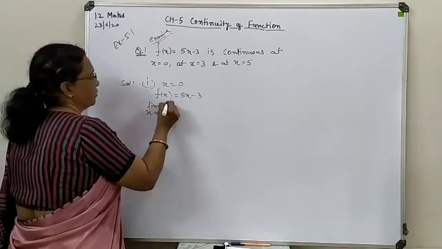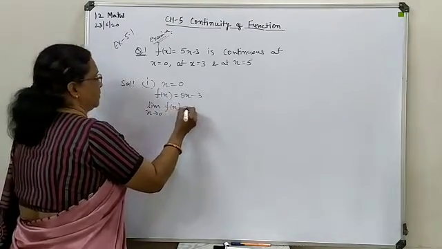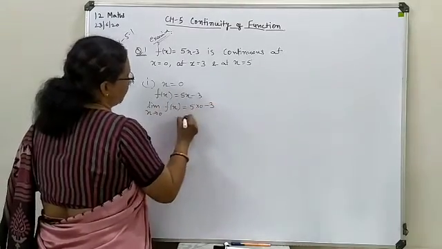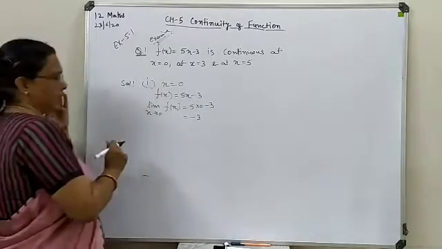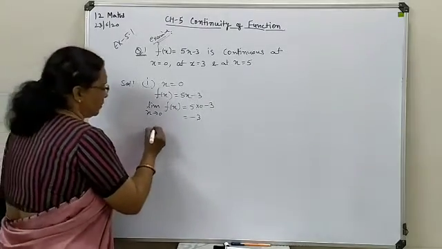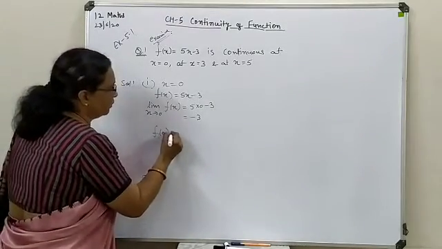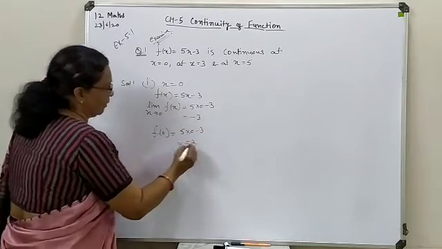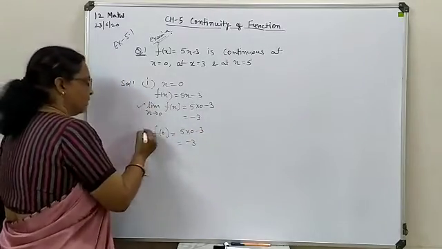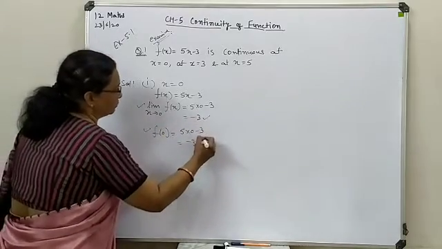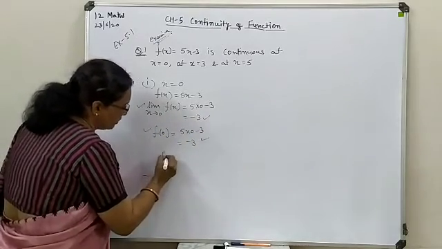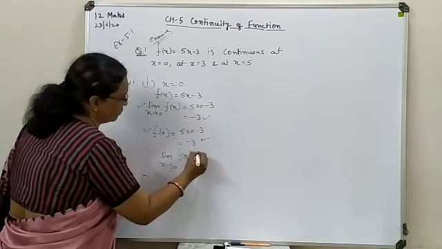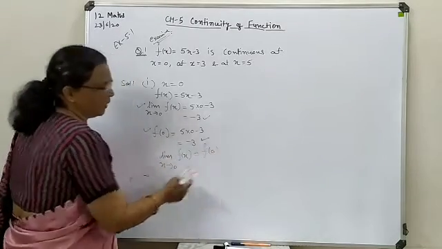First of all you will check the limit as x tends to 0 of f(x). This will give you the value 5 into 0 minus 3, so minus 3 you are getting over here. Next you will check its function value at 0, which will obviously be the same, minus 3. Now you can see these two values are coming the same, meaning the limit as x tends to 0 of f(x) is the same as f(0).